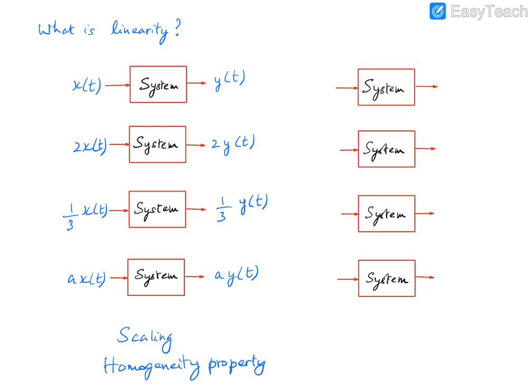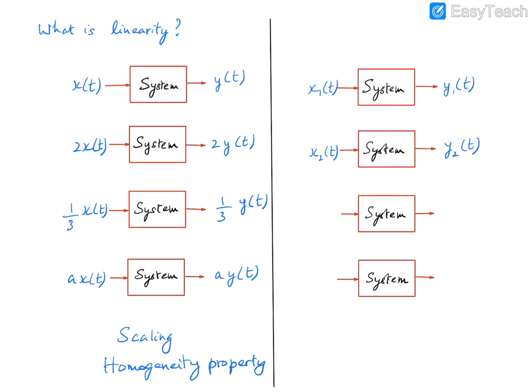The second aspect of linearity, so let me just partition this page so that there is no confusion here, is what is called additivity. So let's say we apply an input x1 of t and the system produces an output y1 of t. Okay, let's say there is a second input x2 of t and the system produces a different output for this input, which we will denote as y2 of t.